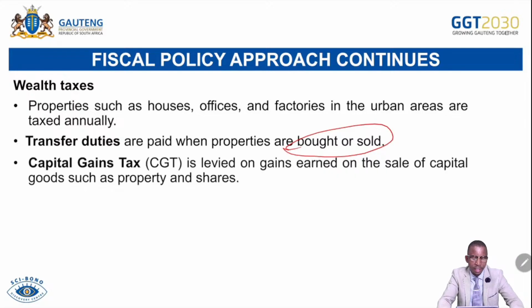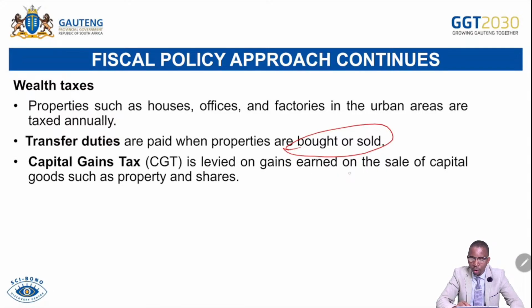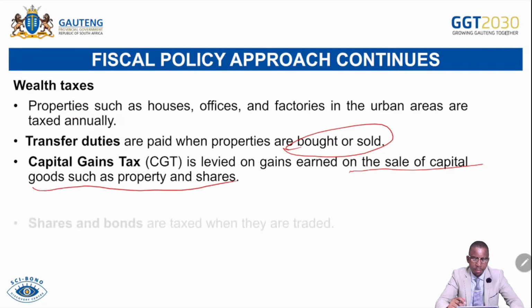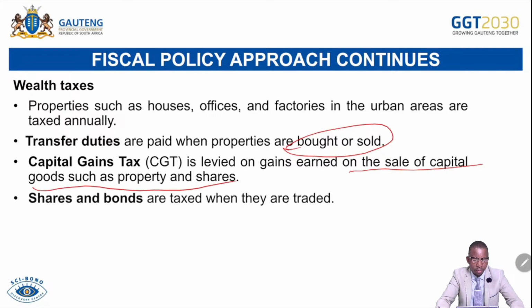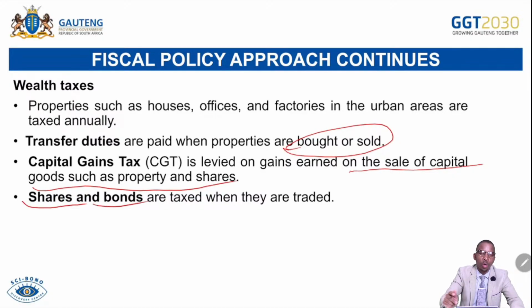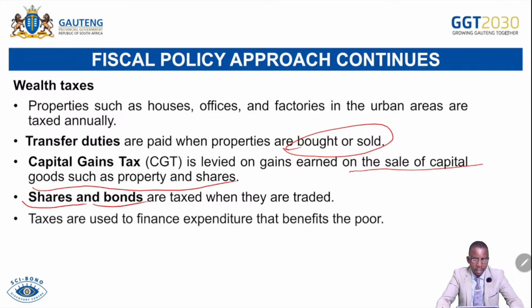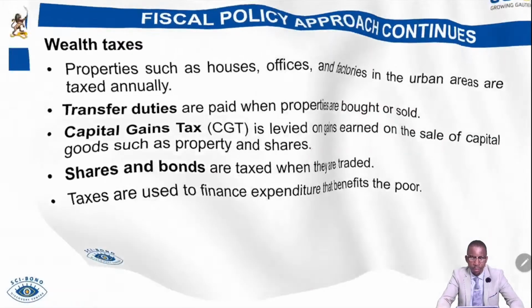Capital gains tax (CGT) is levied on gains on the sale of capital goods such as property and shares. That's a capital gains tax. Shares and bonds are taxed when they are traded. Whenever we buy shares, they will be taxed. Whenever we buy bonds, they will also be taxed. Taxes are used to finance expenditure that benefits the poor in the economy.